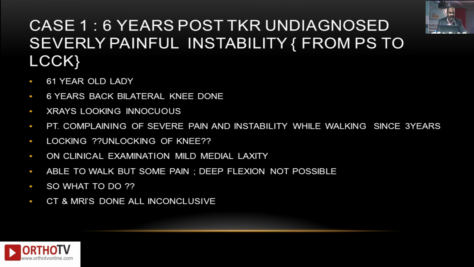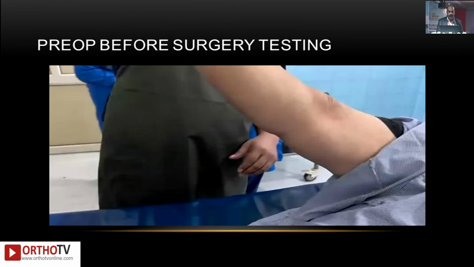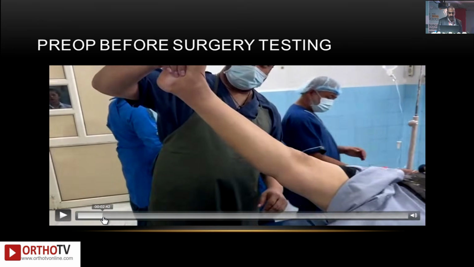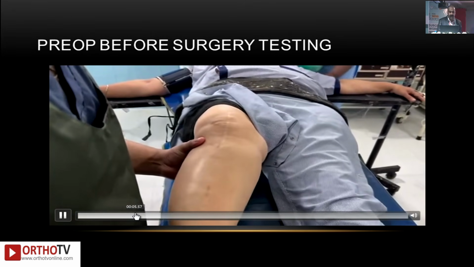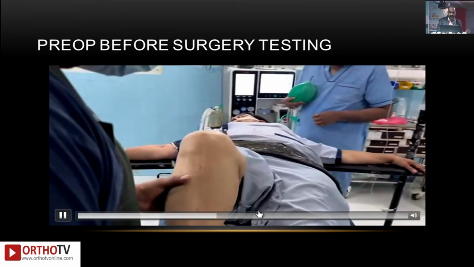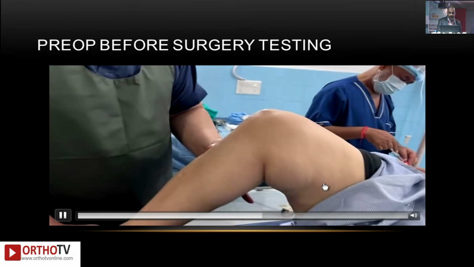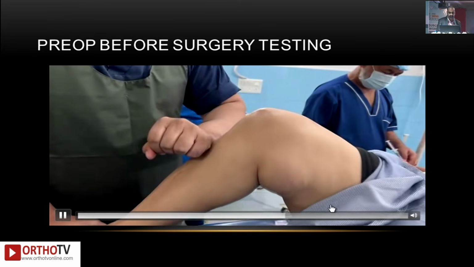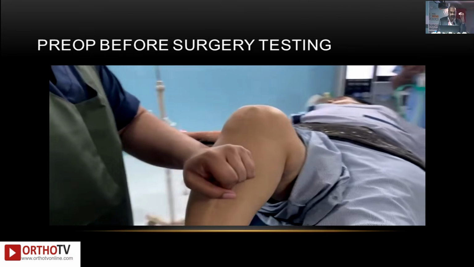Case 1, a 6-year post TKR undiagnosed mechanical instability. As you see, there is nothing wrong with the X-rays, a very well done knee, 6 years, but the patient had mechanical instability. When we did pre-op testing, we realized that once we were testing her before the surgery, she was opening up after the anesthesia. For 6 years she was living with instability, but what clinched the diagnosis was this, and then the posterior buckling that you will see, like this. This was not happening before I was examining her. These are subtle mechanical instabilities.